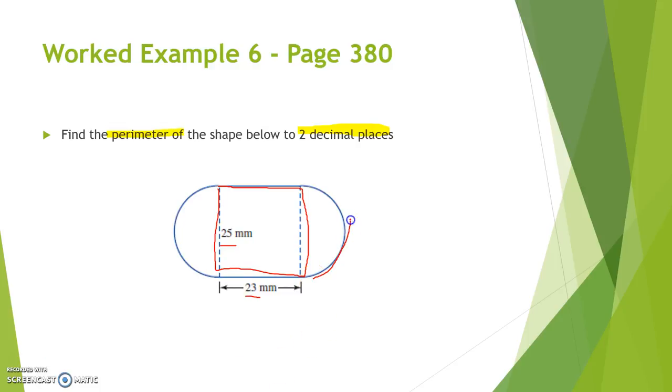Then we have these 2 shapes on the end. That's a semicircle, and that's a semicircle. Now 2 semicircles make a whole circle. So we can put them together if we like to make a circle like that, with a diameter through the middle of 25 millimetres.